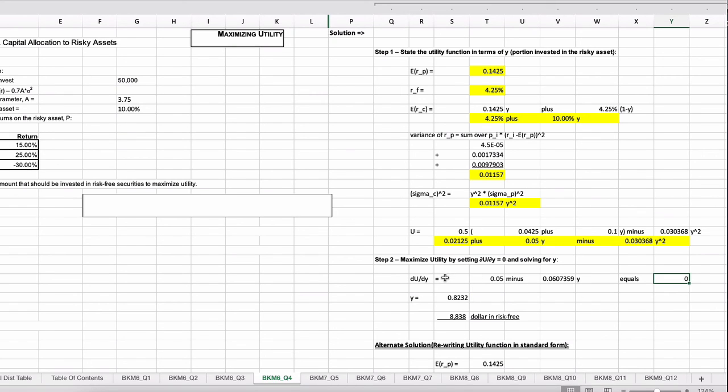Now we can solve for Y, which is 0.05 divided by 0.0607, and we got 0.8232, which is the same answer that we got in the first solution. Finally, the dollar amount invested in risk-free securities is 50K times 1 minus Y.